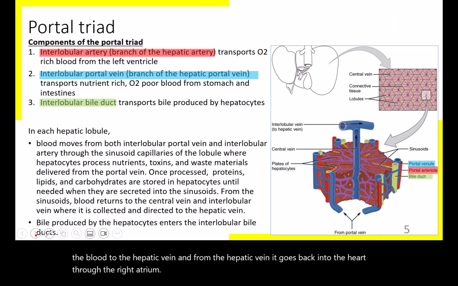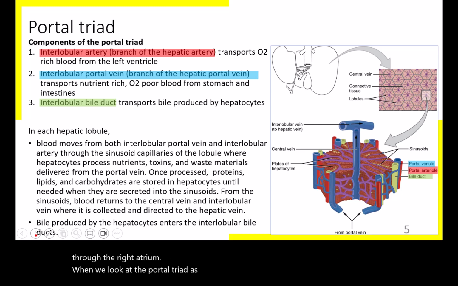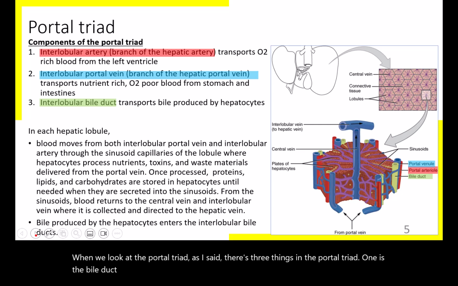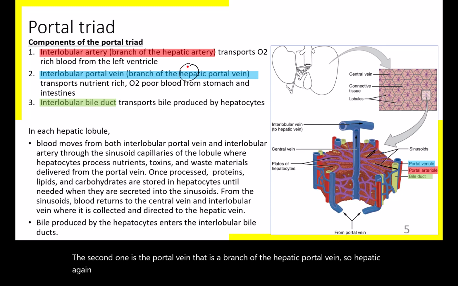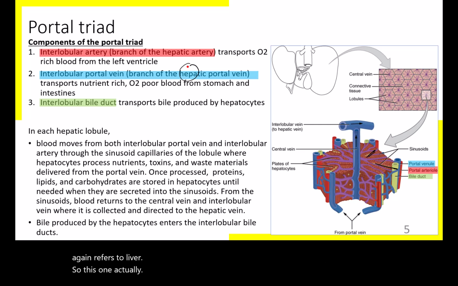When we look at the portal triad, as I said, there's three things in the portal triad. One is the bile duct that helps to collect bile from the canaliculi over here, right? The second one is the portal vein. That is a branch of the hepatic portal vein. So hepatic again refers to liver. So this one actually comes directly from the stomach and the intestine, and so contains absorbed nutrients.